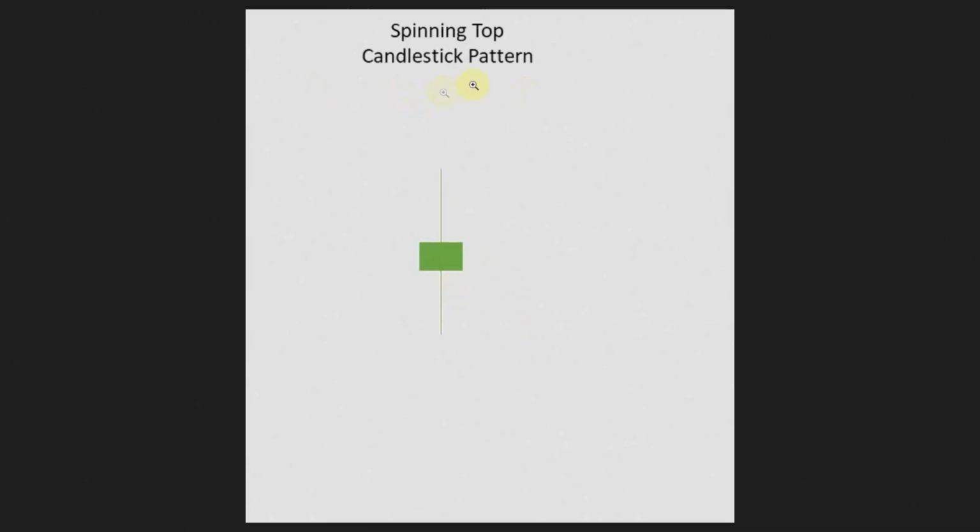The spinning top candlestick pattern is the same as the Doji, indicating indecision in the market. The only difference between spinning top and Doji is their formation. The real body of the spinning top is larger as compared to the Doji.